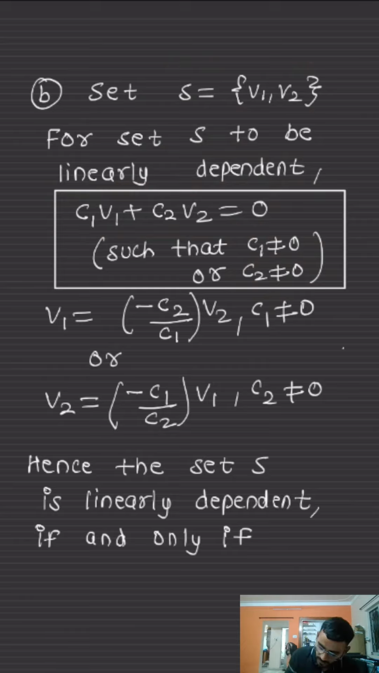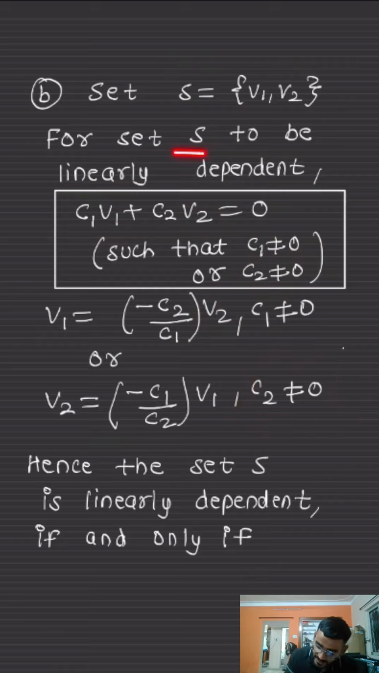Now, if we find V1, then V1 is equal to minus C2 by C1 into V2, where C1 should not be equal to 0. Or if we find V2 from here, we get V2 equal to minus C1 by C2 into V1. Here C2 should not be equal to 0.